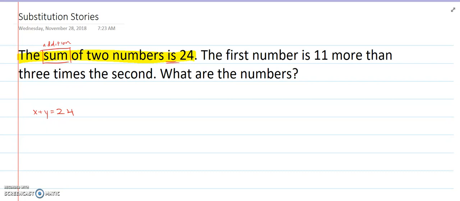Let us continue. The second one says the first number is, and that's huge right there. Not only did I tell you which number to refer to, but I also told you the word is. That is again your equal sign. x equals. If we continue on in the problem, 11 more than, that means 11 plus. 3 times the second. What was the second number? You don't know what it is still. All you know is that we're talking about the variable y.